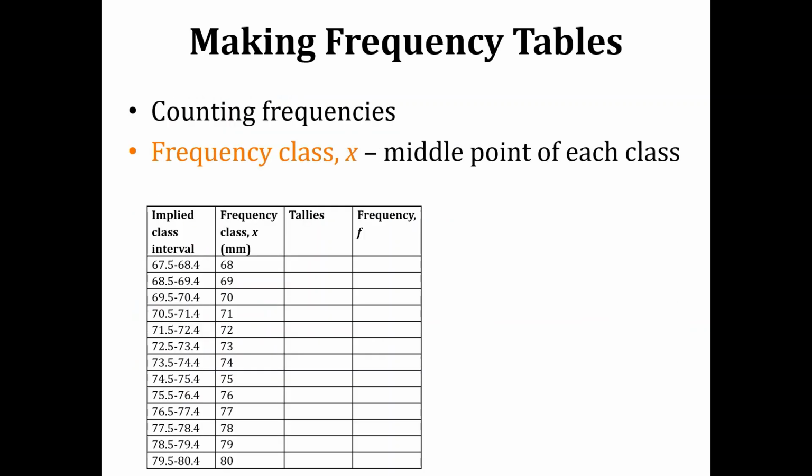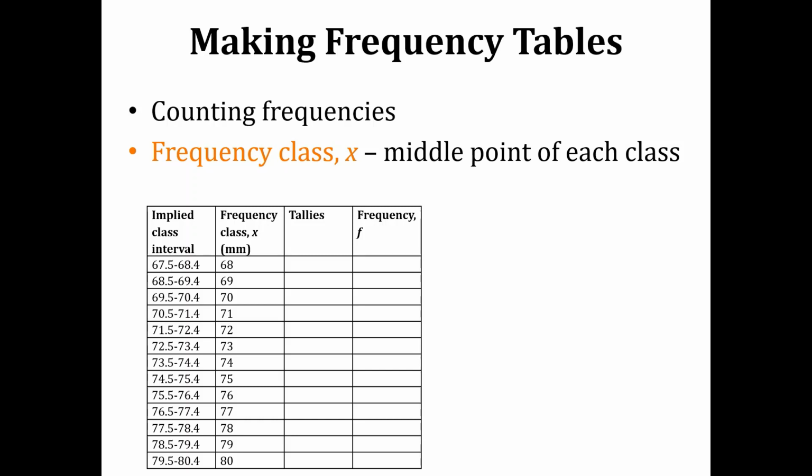Now the next step is to count the frequencies. So after we have defined the class limits for each of those 13 classes, now it is time to count their frequencies. And for counting the frequencies, we have to insert the column of frequency class, which is represented by the letter X. And this frequency class is basically the middle point of each class. So 68 is the frequency class for the first class, 69 is the frequency class or the midpoint for the second class, and 70, and so on.